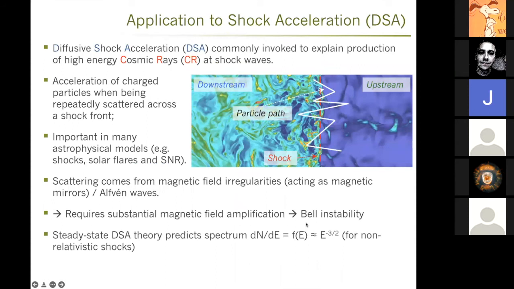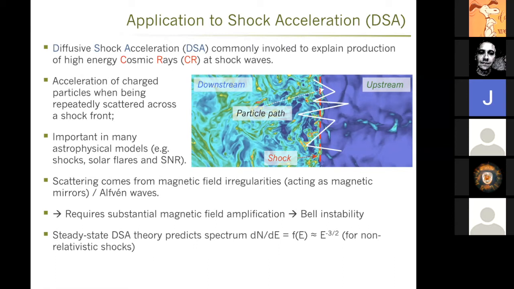Now, let's see what kind of physics we can really do with this MHD-PIC approach. One interesting problem is diffusive shock acceleration. I don't know if you know what that is, but I can explain in short. The idea is that a particle can be accelerated in proximity of a shock. How? Well, because a particle can be scattered back and forth around the shock by multiple encounters with magnetic irregularities, or let's say scattering centers. This is very important in many astrophysical models. One to be cited is, of course, supernova remnants, but also solar flares.